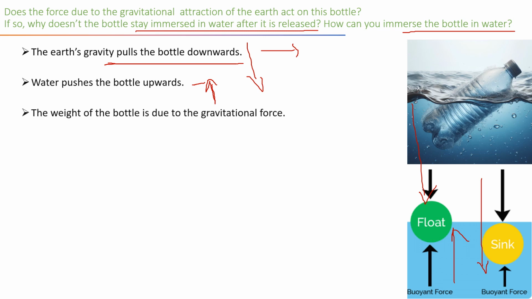Okay, the weight of the bottle is due to the gravitational force, right? See, it has got some weight, right? Weight is equal to m into g, and the weight of the bottle is due to gravity, m into g, right? It's because of gravity, right?